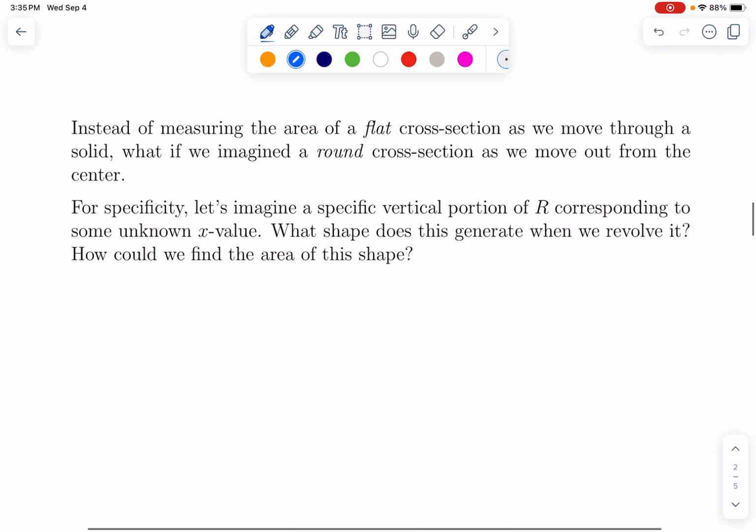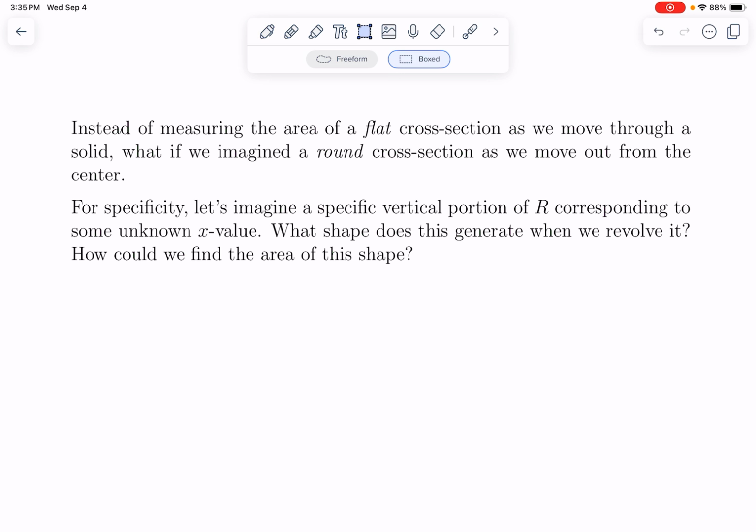So here's what we're going to do. Instead of imagining flat cross sections as we move through this solid, what if we imagined round cross sections? And instead of moving through the object from left to right, what if we imagine we're moving from inside to outside? So I'm going to paste the picture again.